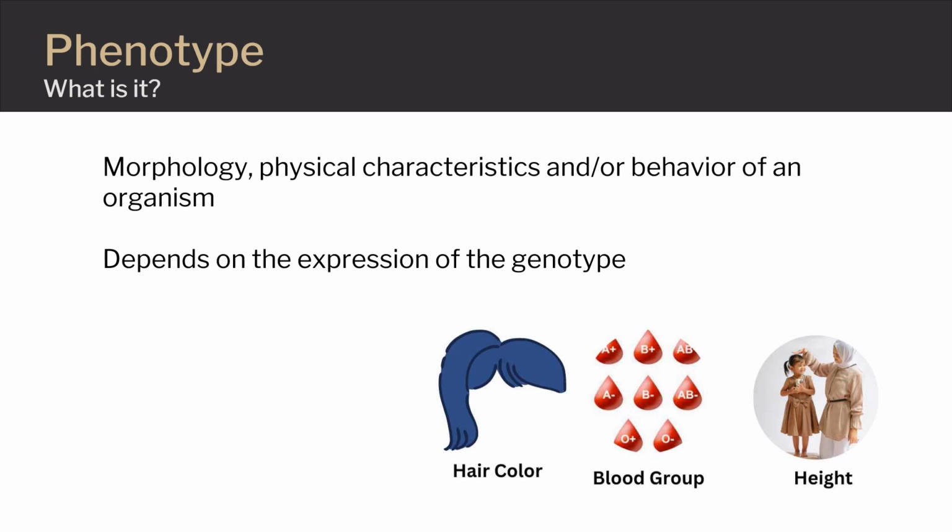In our example, since capital A denotes brown and brown is dominant over blonde, which is denoted by a lowercase a, a person with a capital A, capital A genotype will have a brown phenotype. A person with a capital A, lowercase a genotype will still have a brown phenotype, but a person with a lowercase a, lowercase a genotype will have a blonde phenotype. Another example of a phenotype would be someone's blood type or their height.